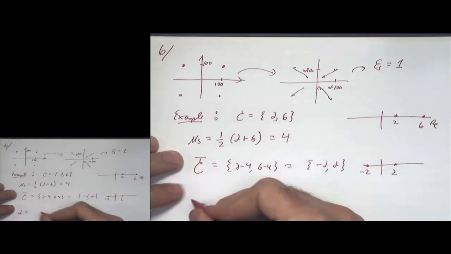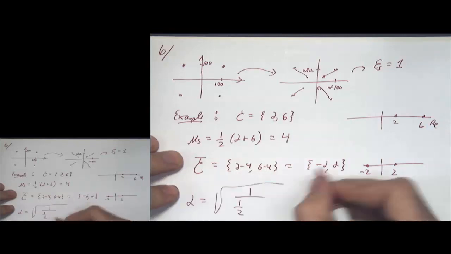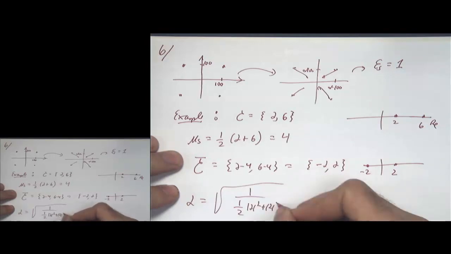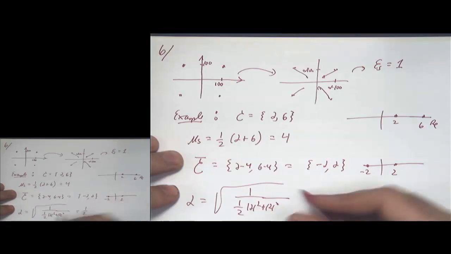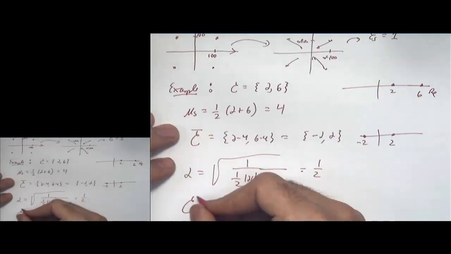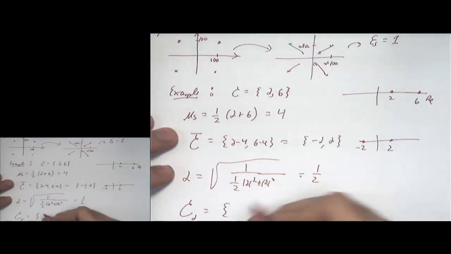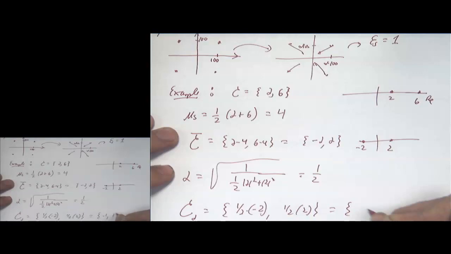And then we compute this alpha here. So it's going to be 1 over the square root of 1/2 times 2 squared plus 2 squared. So it's 4, 8. Let's see. 4 plus 4 is 8. Divided by 2 is 4. 1 over square root of 4 equals 1/2. So then the normalized constellation is 1/2 times minus 2, comma 1/2 times 2, which is just minus 1, comma 1. And we end up with this BPSK constellation.